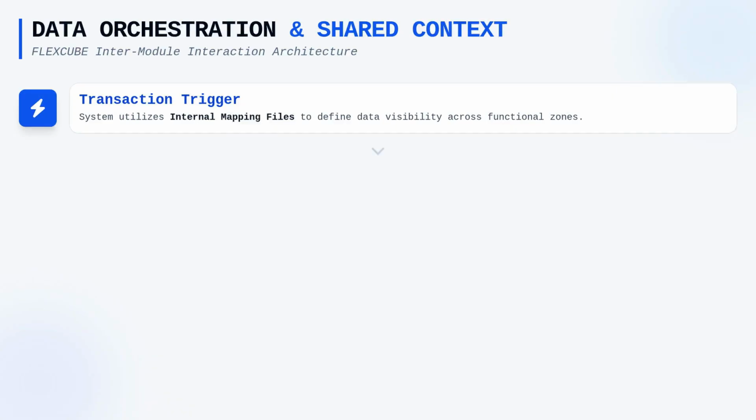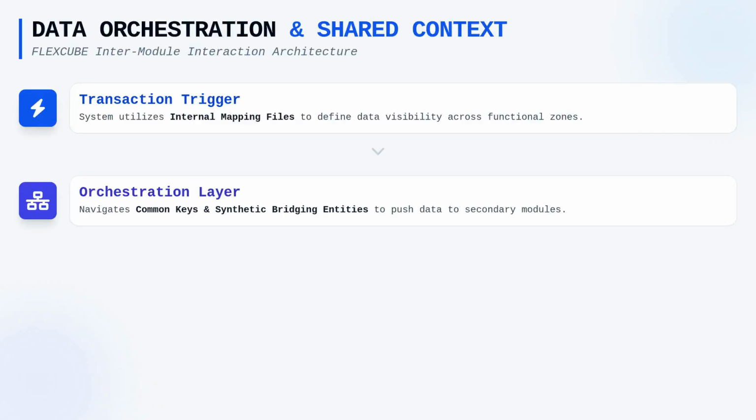This involves an understanding of the underlying table structures where cross-module links are often handled through common keys or synthetic bridging entities. Developers and administrators must monitor these pathways closely, as performance bottlenecks frequently emerge when there is significant contention for access to these shared data points.